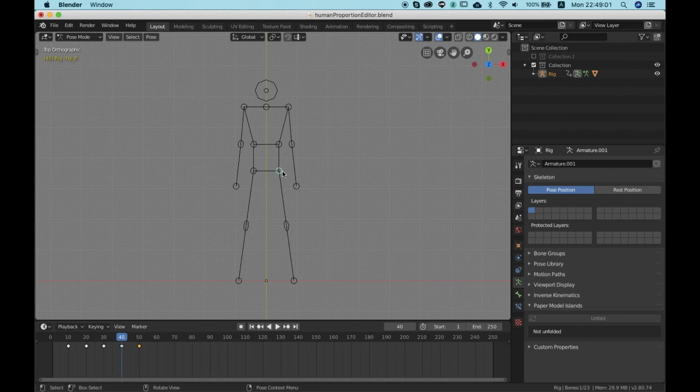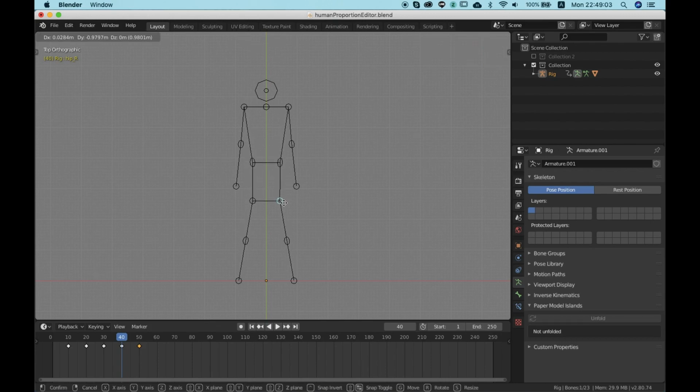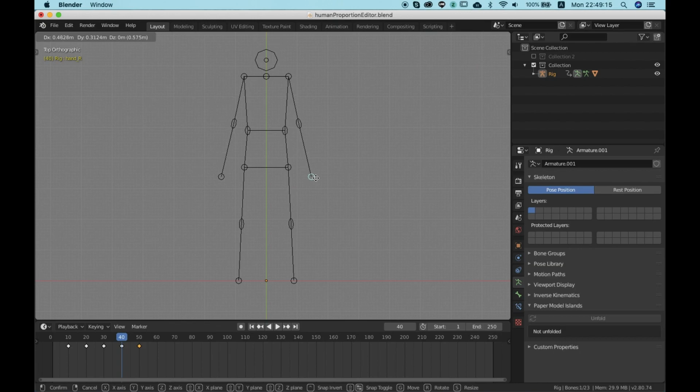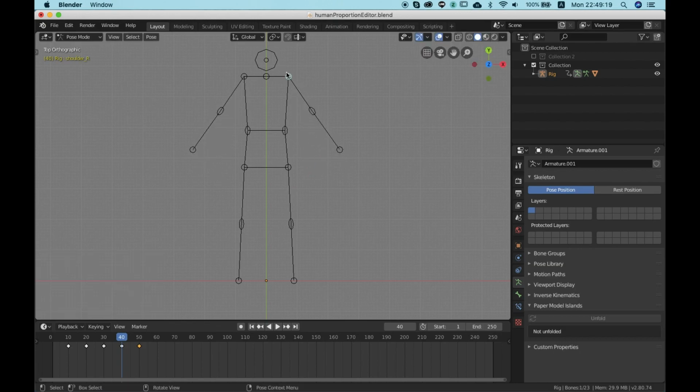What you can now do is you can grab the hip, and as you can see, the waist and the knees automatically adjust. You can also adjust the height of the shoulders, and you can see that the head moves with it, and that the elbows and the waist again adjust. Same thing for the width of the shoulders.